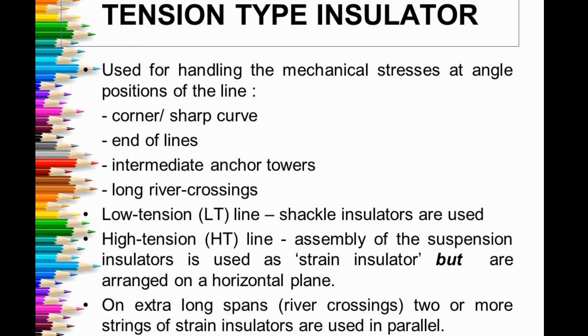Tension type insulators are used basically for corner or sharp curve or dead end of the line or intermediate anchor towers. For river crossings or railway crossings we also use tension type insulators. So for LT lines, the tension type insulators used are called shackle insulators. And for HT lines, we use an assembly of suspension insulators as a tension insulator, which is called strain insulators.